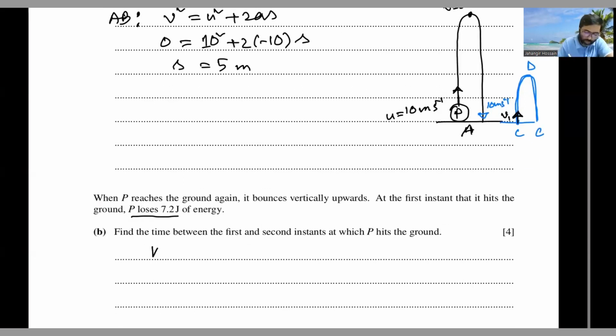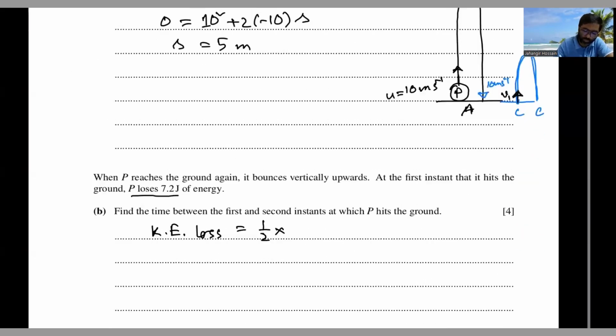So the loss is the initial kinetic energy minus the final kinetic energy: half into 0.4 into u square minus half into 0.4 into v square. We can write it directly as half into mass into u square minus v square, and this is equal to 7.2.